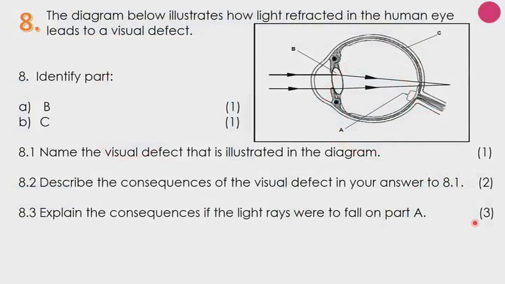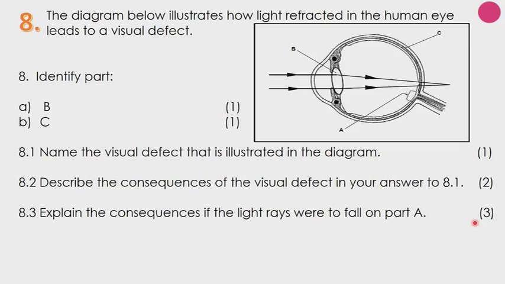So once again, an example of an exam question regarding the human eye and a visual defect. They show you the diagram of how the light is refracted in this person's eye. And what we notice is that the light rays are focusing behind the retina. So this means that not enough refraction is happening. They're not being bent enough. It's taking too long to find the focal point. So this is a lens that is too flat. This is typical of someone with far-sighted or long-sighted vision.